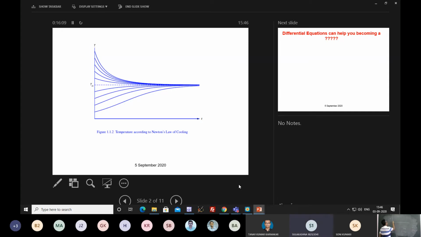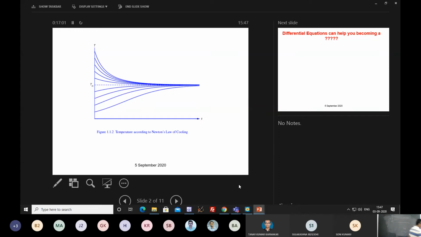Then what happens? You start with some temperature here at t equal to 0. Now if you plot the graph of the solution, whether you start with a small temperature or a bigger temperature initially, eventually everything is going to approach the value of the surrounding temperature. Is it okay? Yes, sir. Fine. Whenever you study differential equations, or anything for that matter, particularly as an applied mathematician, you should always try to interpret it physically. So this is the physical interpretation of Newton's law of cooling.